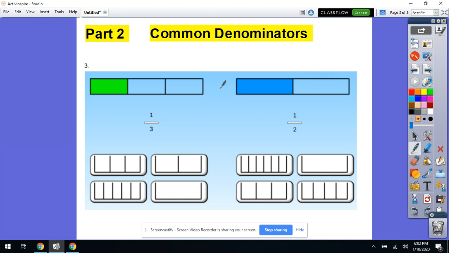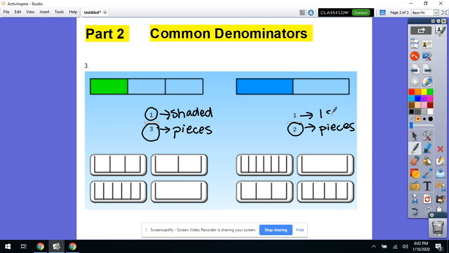So on the left here, we have 1/3. Now remember that the denominator, that 3, tells me how many pieces my whole is cut into. The top number is going to tell me how much is shaded or how much I have out of those total pieces. And on the right side, we have 1/2. This one's only cut into 2 pieces total, and we have 1 of them shaded.